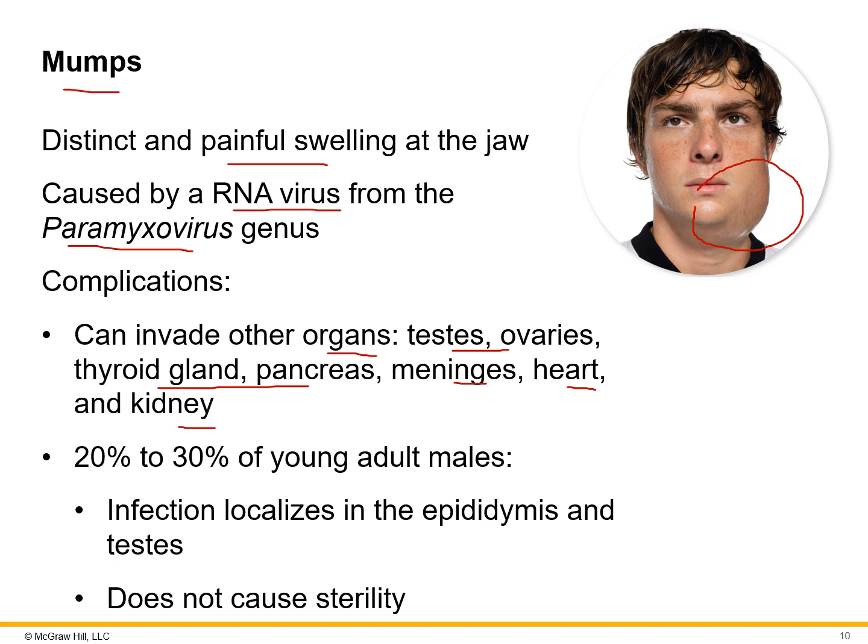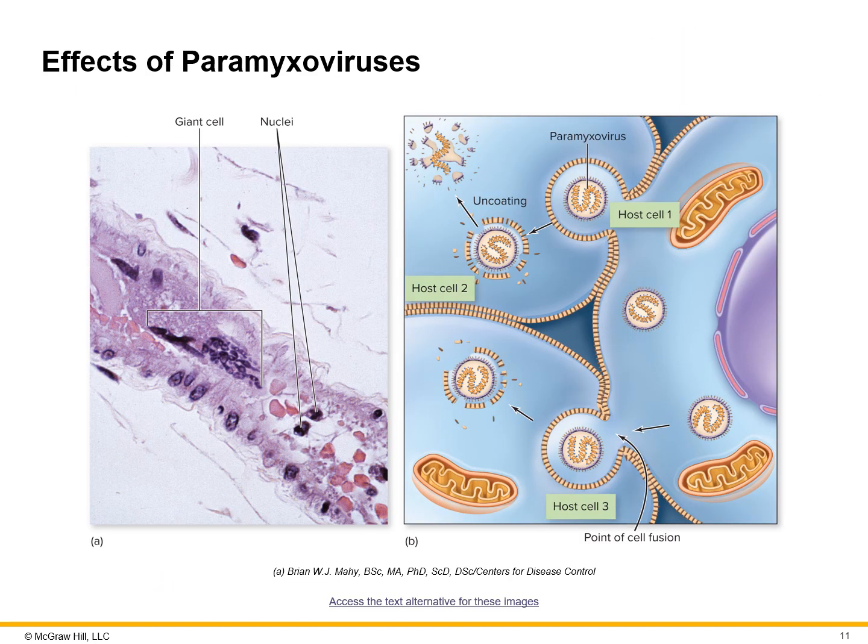And then just a little bit back to the reproductive, about 20 to 30% of males who become infected with this virus, it becomes localized in the epididymis and the testes. Thankfully, though, it does not lead to sterility, but it does cause infections in that reproductive system.